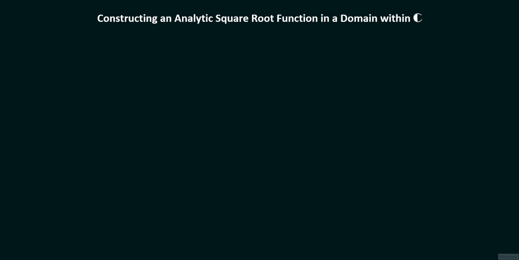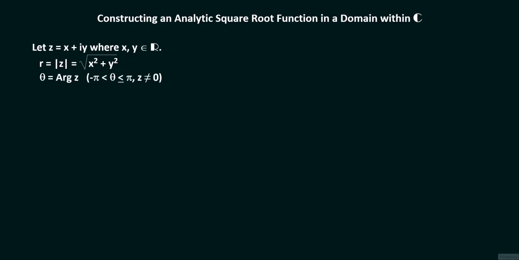In this lecture, we construct a square root function that is differentiable or analytic within a subdomain of the complex plane. Let z be equal to x plus i times y, where x and y are real numbers. Let r be equal to the absolute value of z, so that r equals the square root of x squared plus y squared. Let theta be the principal argument for non-zero z, so that minus pi is less than theta, which is less than or equal to pi.